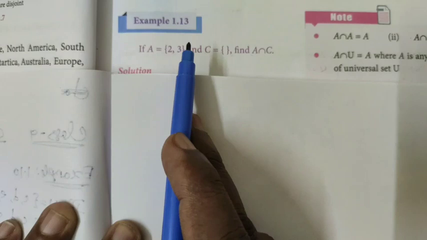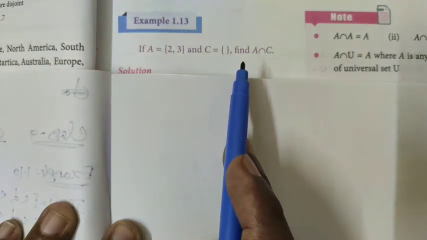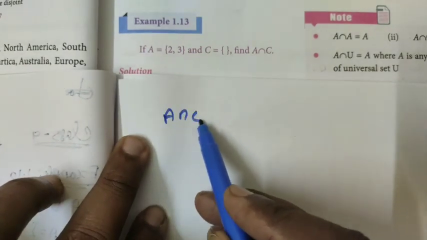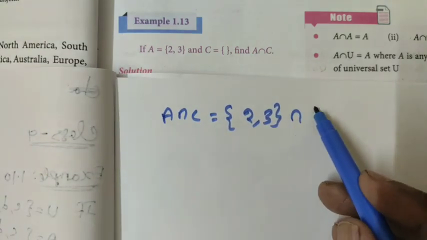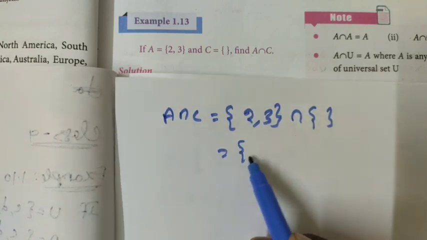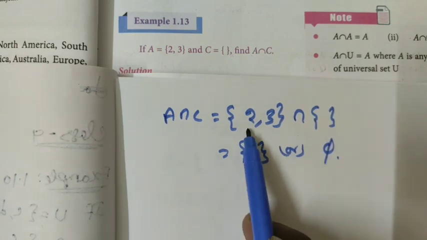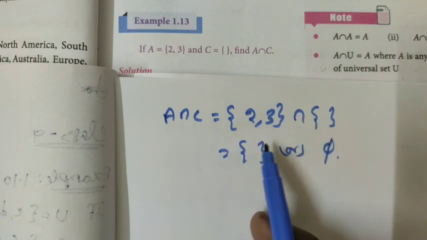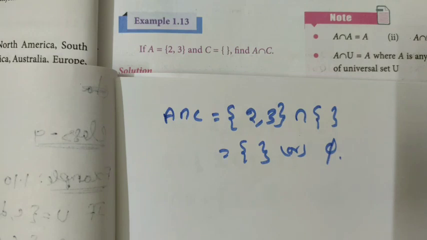Next, example sum 1.13. If A is 2, 3 and C is the empty set, find A intersection C. We know the property: if one of the sets is empty, surely the whole intersection must be an empty set. Either you can use this symbol or use phi. So if one of the sets is totally empty, then the intersection of the sets is always empty. That is, A intersection C is phi because they are disjoint.